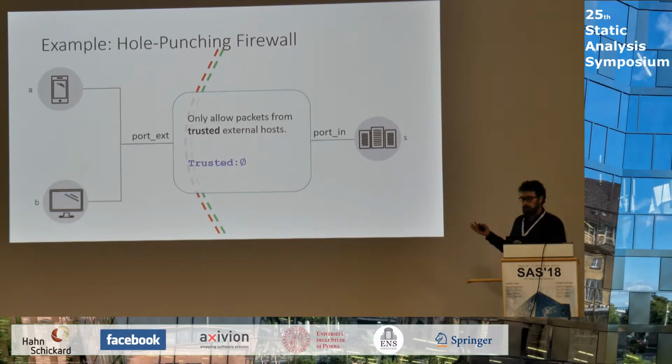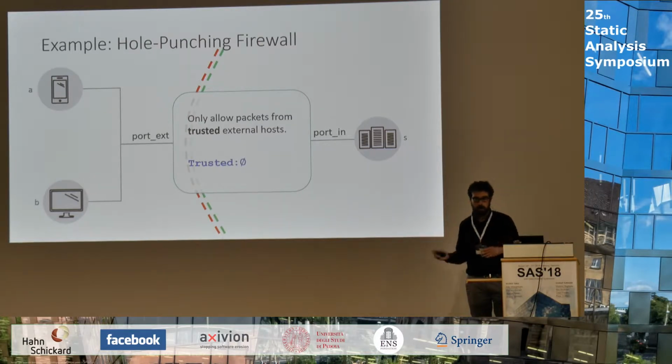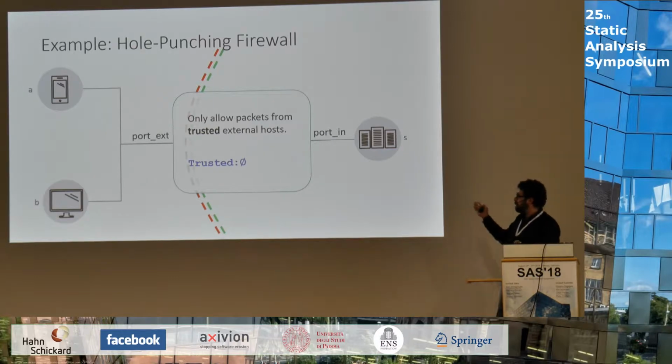This is a hole punching firewall. It's not exactly the same firewall we saw in the earlier talk. The hole punching firewall separates our internal network and protects it from the outside world. It only allows packets from the internet into our internal network if it has seen a packet from inside going out at some point earlier. So it records, in a sense, a set of trusted hosts in the network.